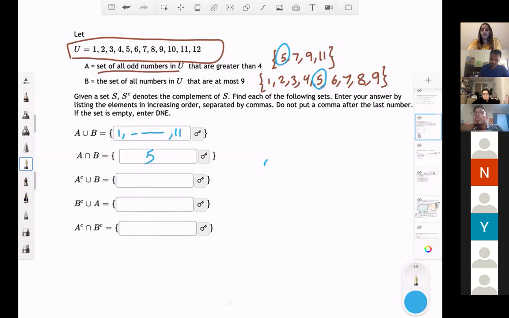What is A complement? All even numbers greater than 4? 1, 2, 3, 4, 6, 8, 10, and 12. Again, look at this universe. So 1, 2, 3, 4, correct? Less than is not on A. So now this set, the blue one, union by B.